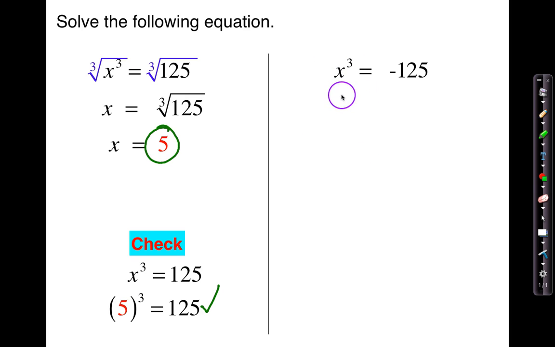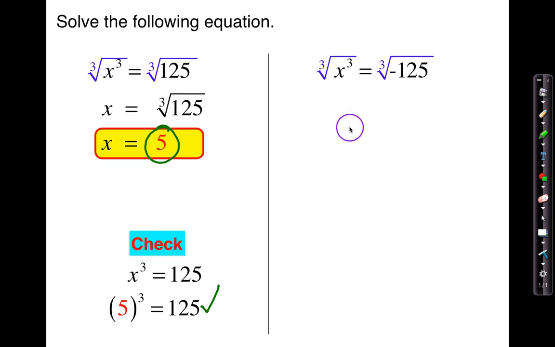Now here, what about this one? x cubed equals negative 125. So I'm going to go ahead and take the cube root just like before. And that's going to leave me with the cube root of x cubed is just x. So we have x equals the cube root of negative 125.